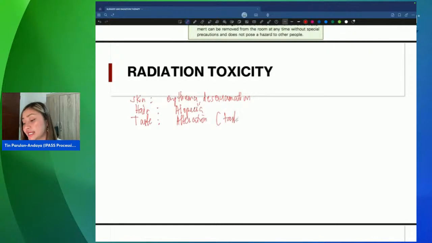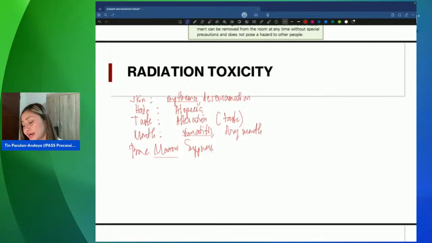When it comes to the taste, what else? How about the mouth? Toxicity in the mouth might result in stomatitis. So expect stomatitis. What else? Dry mouth, or xerostomia. And if the bone marrow is affected, that might lead to bone marrow suppression.